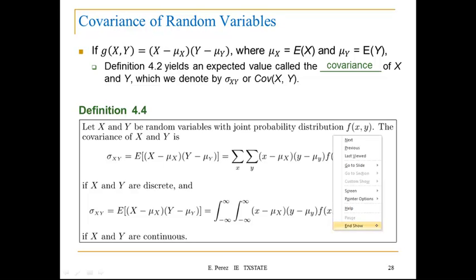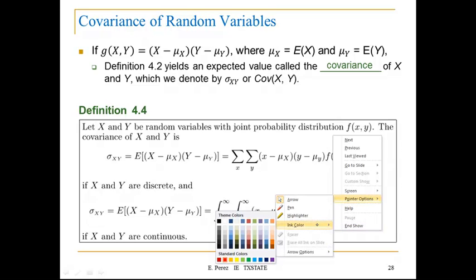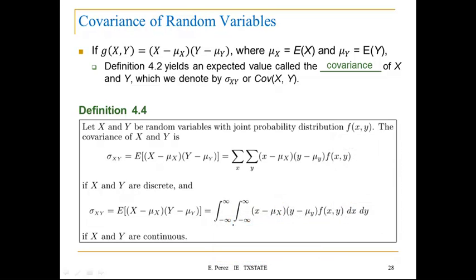So we have a definition for the discrete case and a definition for the continuous case. For the discrete case, again, we look at the summation of the multiplications of the distances from the outcome of the random variable x to the mean times the distance from the random variable y to its mean times the probability of this event happening. And we sum that for x and y. For the continuous case, we do the same thing, but we look at the double integration.